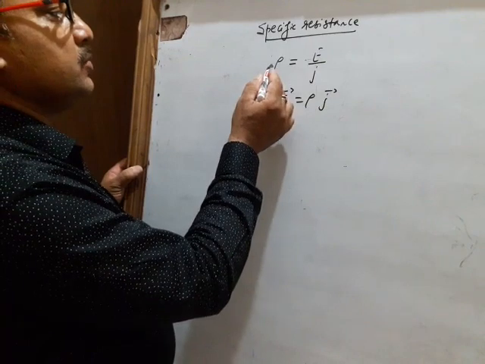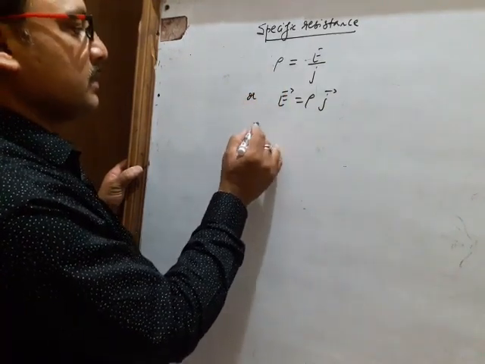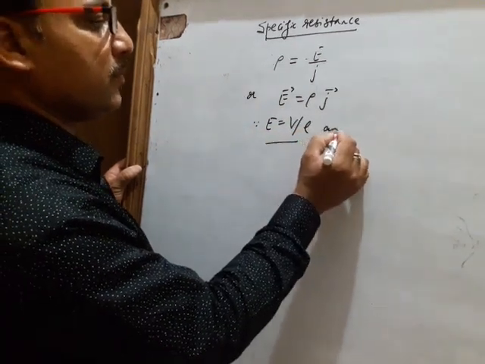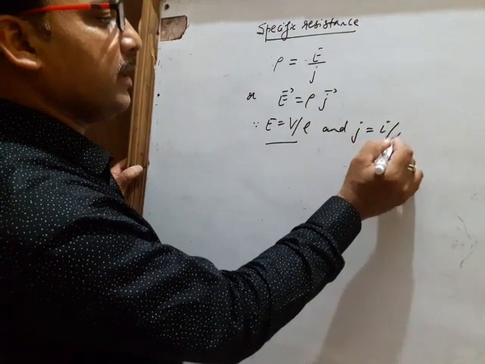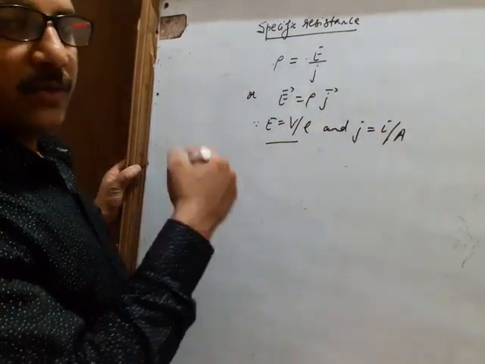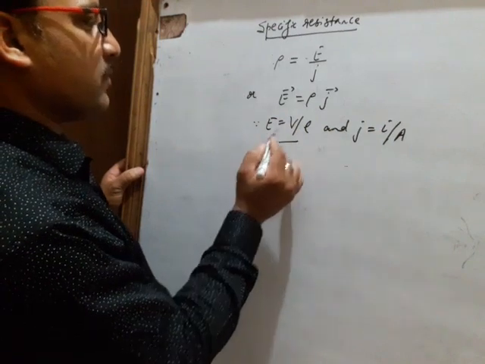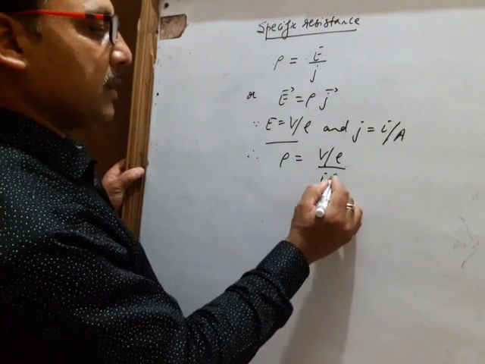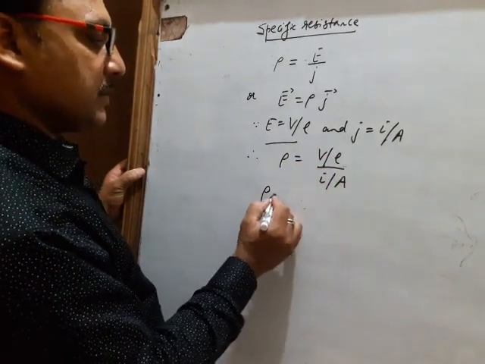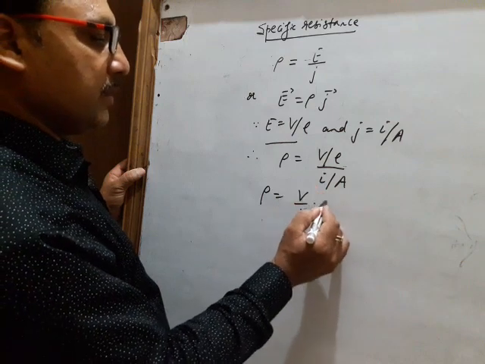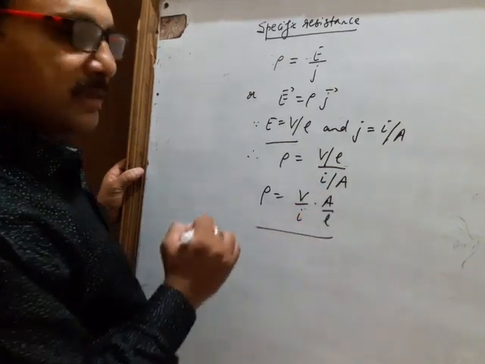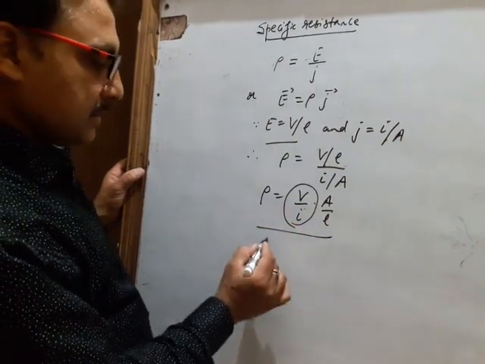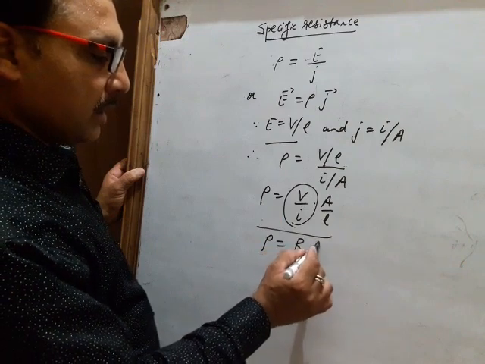Now, you see this formula for rho. Since E equal to V upon L, this you know already, and J equal to I upon A, this is current density which we have already discussed yesterday. So therefore, what is rho now? This is V upon L upon I upon A. So you write like this, V upon I into A upon L. You can see this now. What is V upon I? This is resistance. So rho equal to RA upon L.